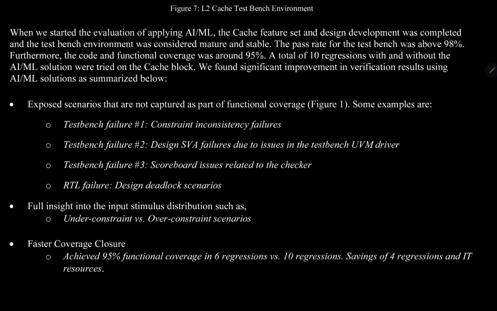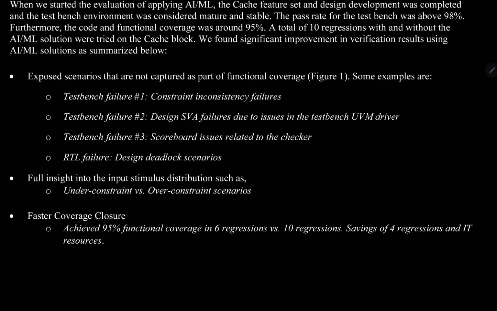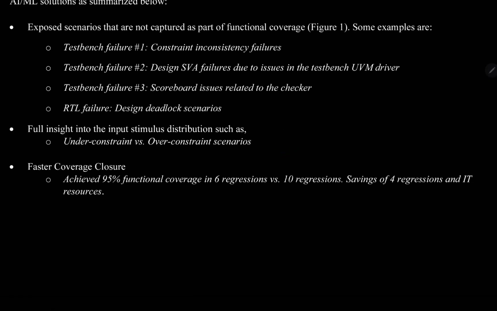Expose scenarios not captured as part of functional coverage, figure 1. Some examples are: test bench failure 1, constraint inconsistency failures; test bench failure 2, design SVA failures due to issues in the test bench UVM driver; test bench failure 3, scoreboard issues related to the checker; RTL failure, design deadlock scenarios. Four, it highlighted the input stimulus distribution, such as under-constraint versus over-constraint scenarios.